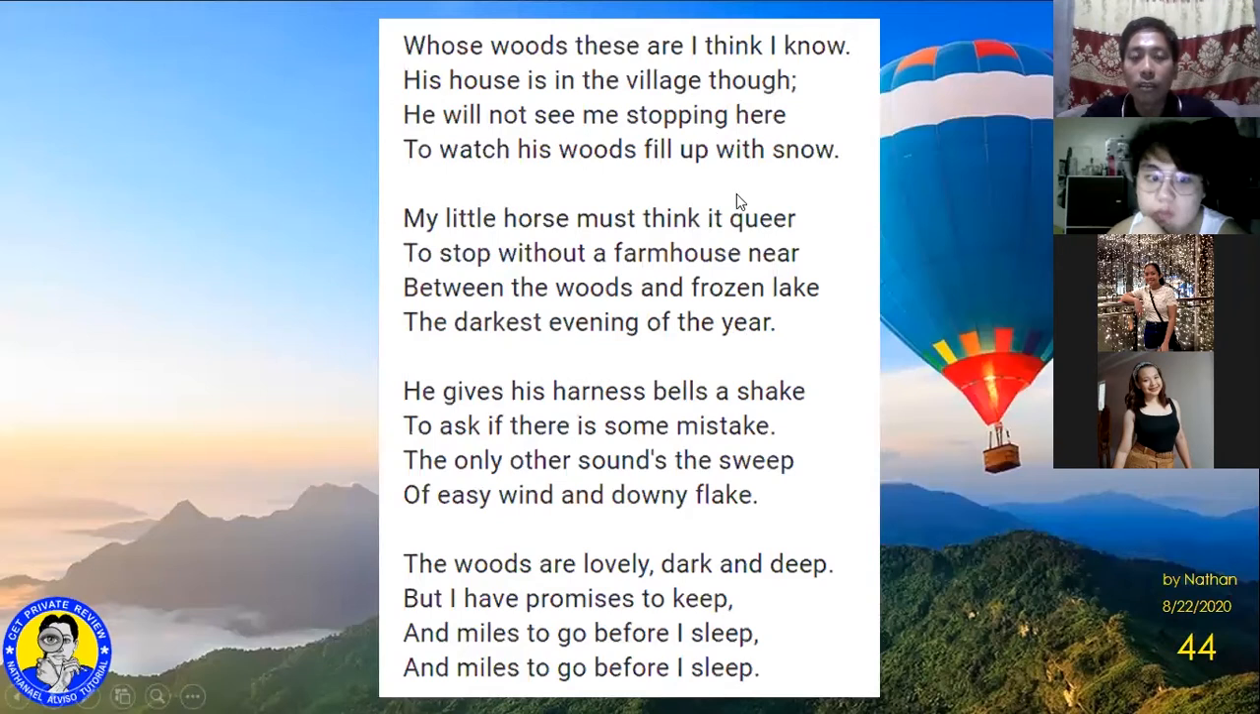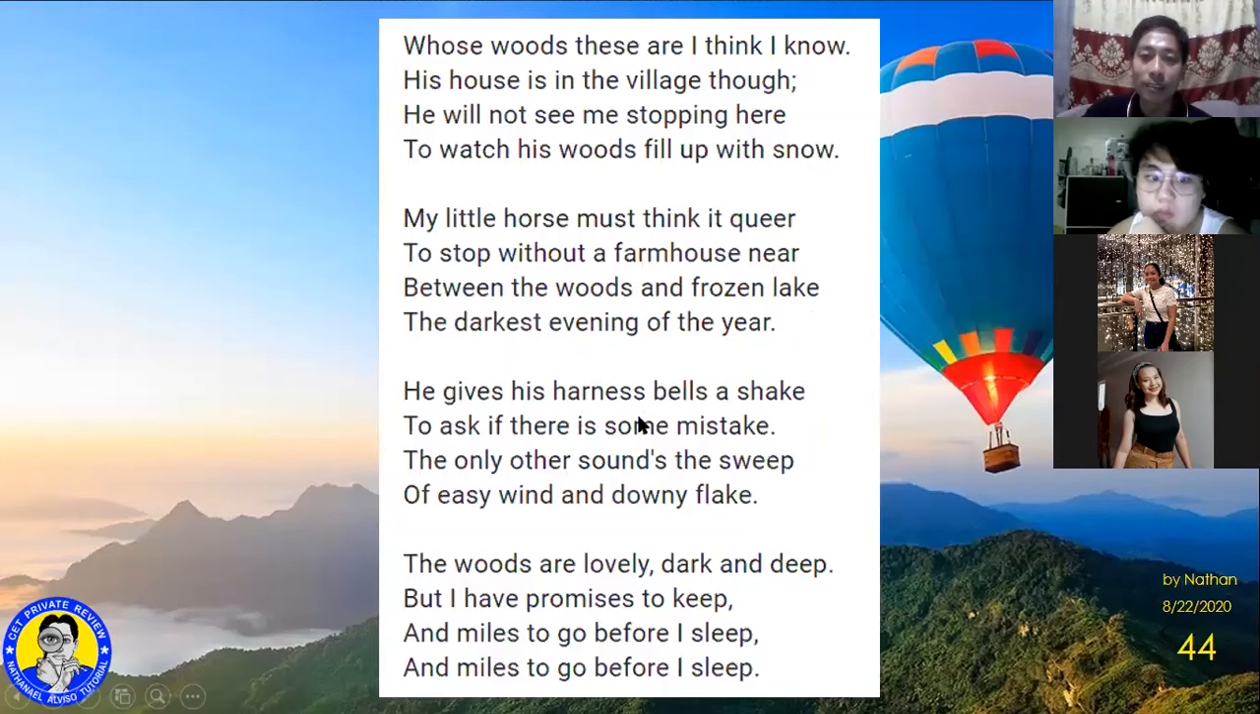Whose woods these are, I think I know. His house is in the village, though. He will not see me stopping here to watch his woods fill up with snow. It's not mentioned here. My little horse must think it queer to stop without a farmhouse near, between the woods and frozen lake, the darkest evening of the year. Again, there's no reason here. He just said that the horse is thinking that you're crazy, and there's no reason yet, okay? It's just that the horse thinks you're crazy. You're stopping for no reason.